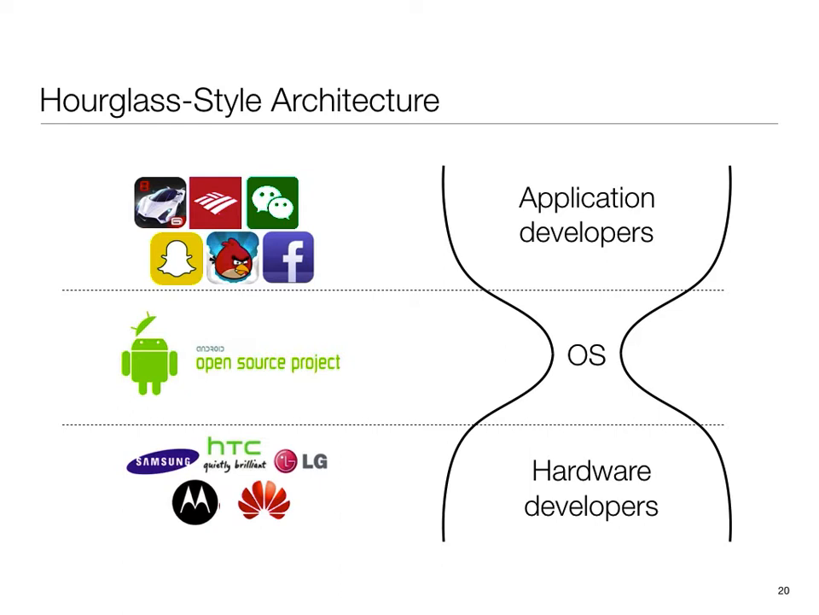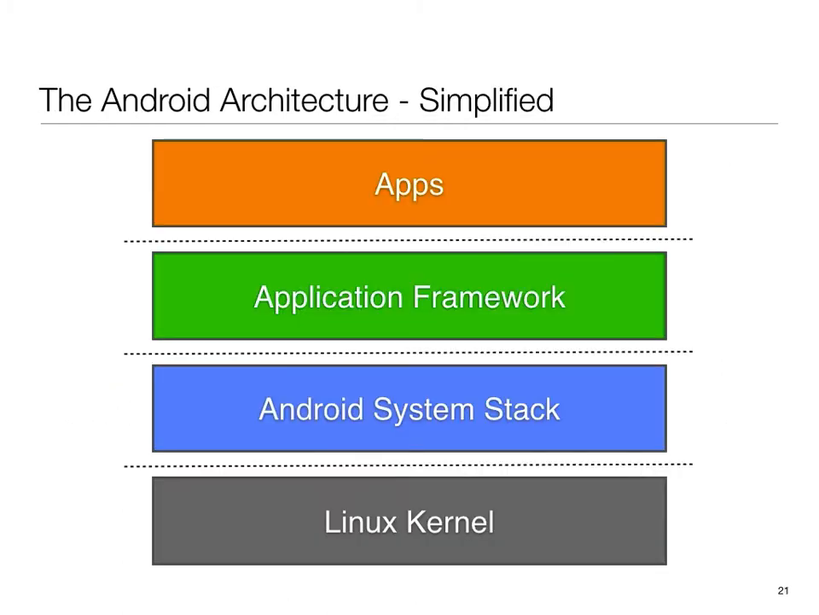and in the middle you have this open source project, the operating system, which is maintained by only one entity, and then the hardware developers are also very widespread. So that's why you have a large group of people at the top, a large group at the bottom, and a single entity in the middle. And this is a simplified overview of how the architecture looks.